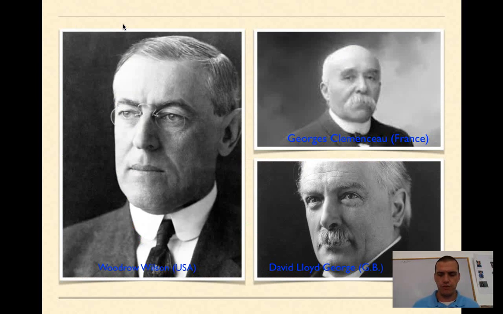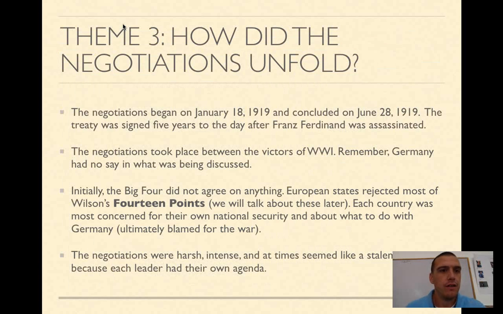So here's just a visual of the Big Three. On the left you see Woodrow Wilson, the 28th President of the United States, Georges Clemenceau of France, and David Lloyd George of Great Britain, and these are the Big Three. These are the ones who really harshly negotiated the Treaty of Versailles.